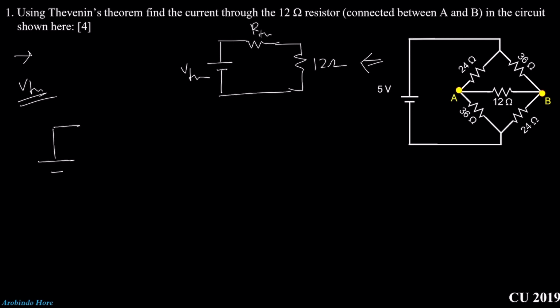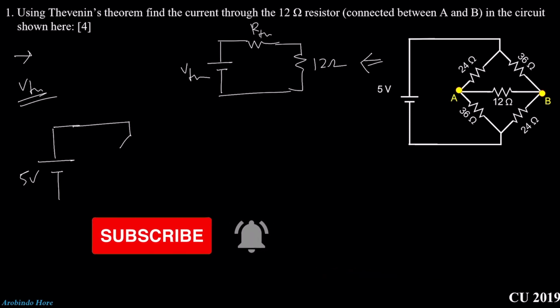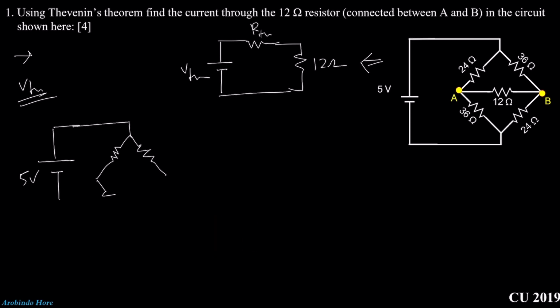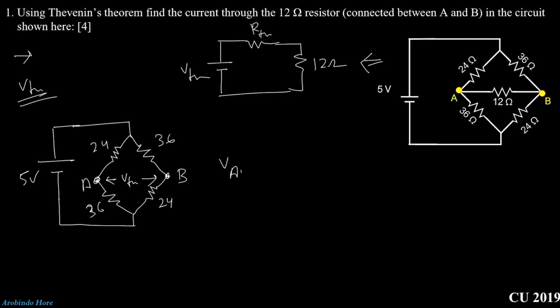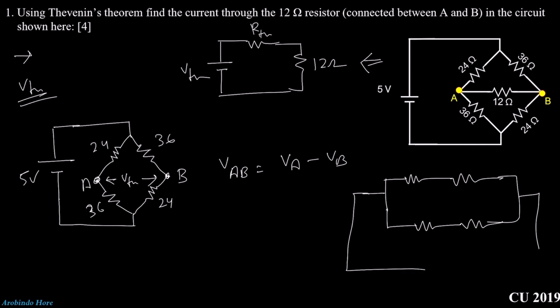So, redraw this circuit, it is 5 volt. This is B, this is A. 24, 36, 24, 36. So we need to calculate VAB. This will be VTH. What we need to do? We need to calculate VAB, or we can write VA minus VB. Just redraw this circuit and then the circuit looks like this: 36, 24, 24, 36.